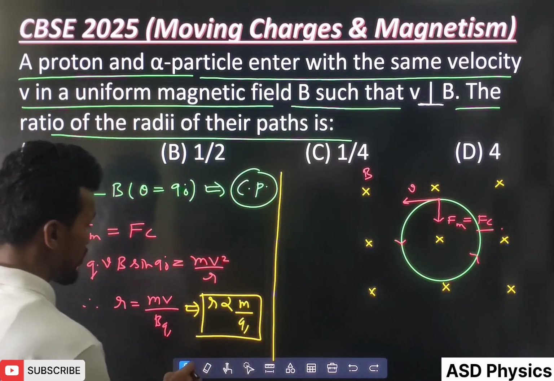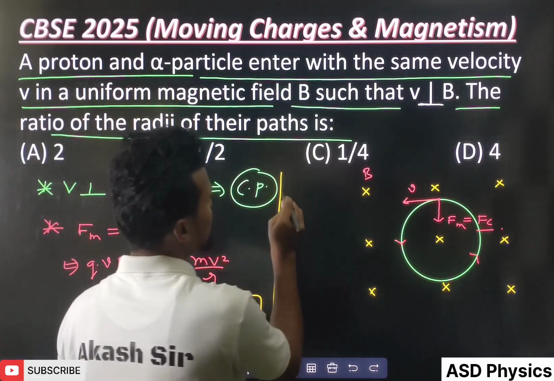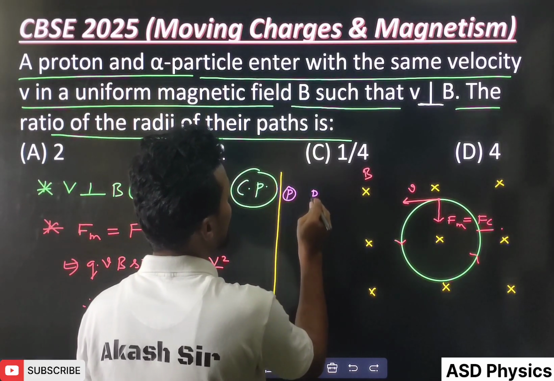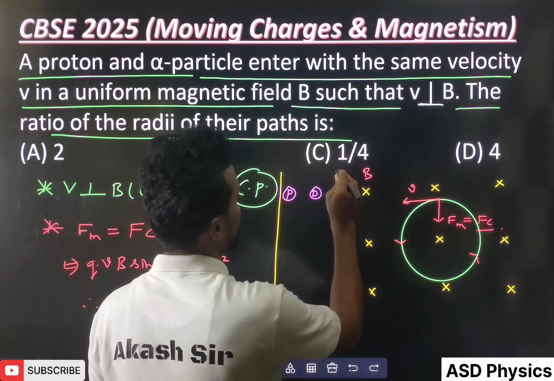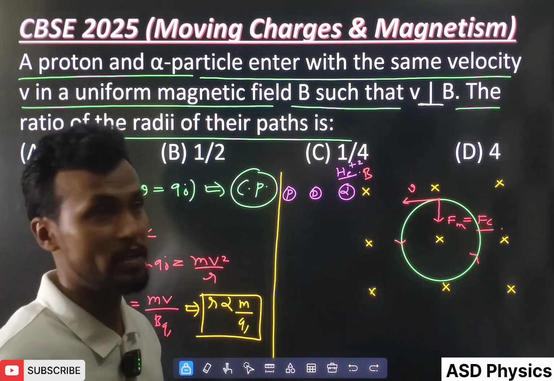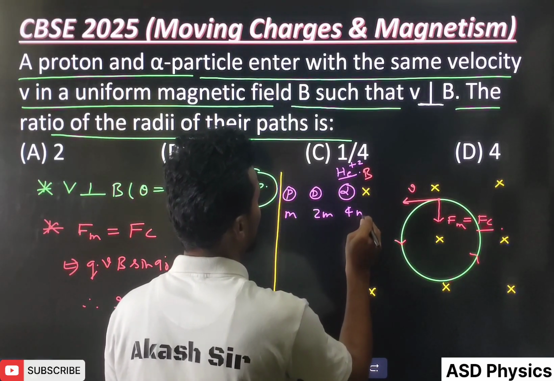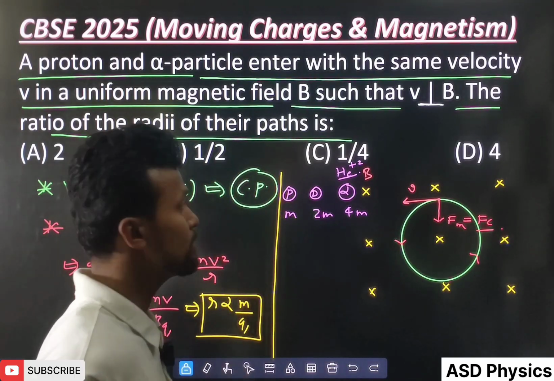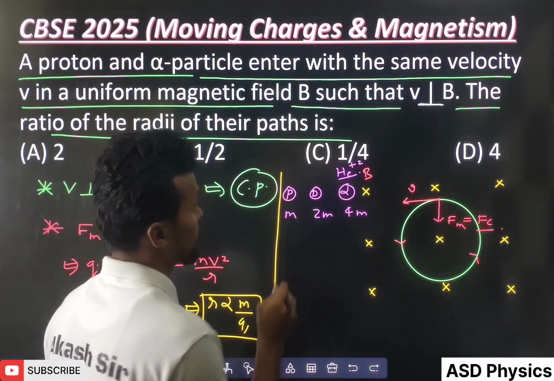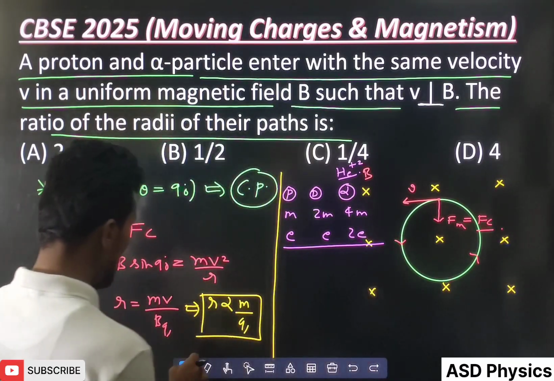And here they are talking about which particles? They are talking about the proton and alpha particle, okay? So remember here, proton, deuteron and alpha particle. Alpha particle, we even write as He plus 2, double ionized helium ion. So if the proton has mass m, deuteron 2m, alpha particle 4m. Charge means e, 2e, students. So this thing you have to remember here.